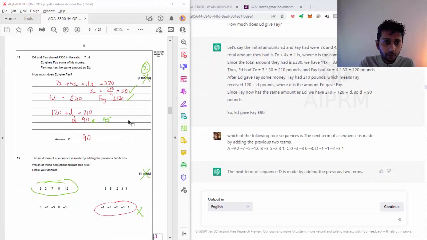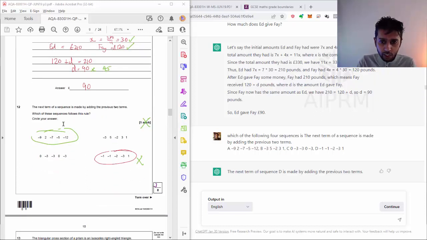Number 11, it started off the question right. It worked out that each part was worth 30, and it worked out the initial values of that and that. However, it said that Ed had to give 90. Well, if Ed gave 90 away, then Ed would have 120, but Faye would now have 210. So what you had to do here was halve that number to 45, and 45 would have been the correct answer, but we still get 2 out of 3 for the working out on that one.